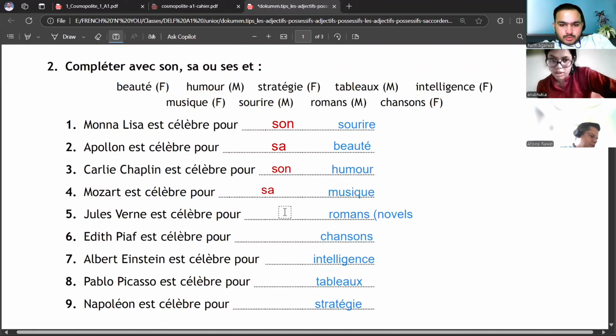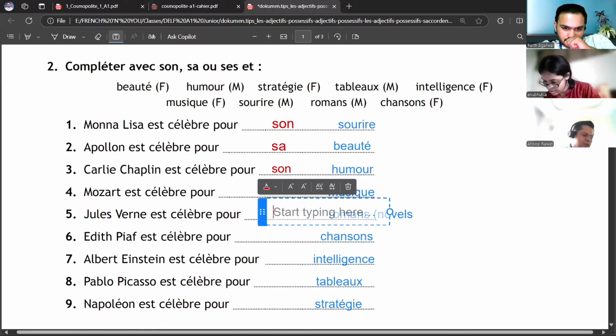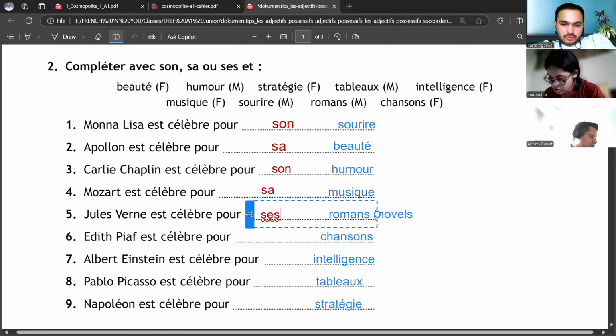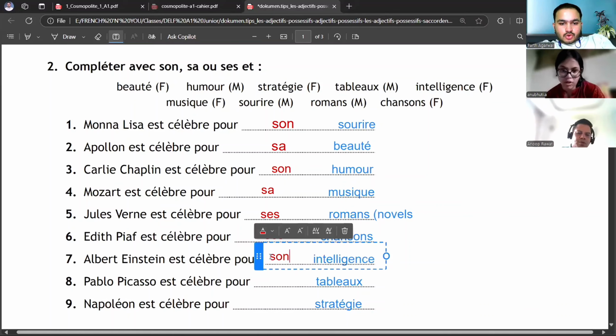Okay. Next, Anu. Jules Verne est célèbre pour ses romans. Edith Piaf est célèbre pour ses chansons. Une chanson. Anu. Albert Einstein est célèbre pour sa, son... Son.